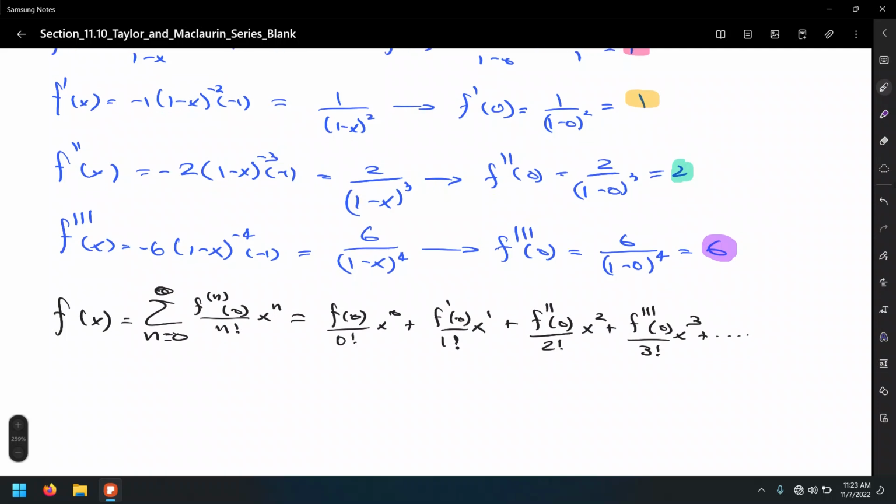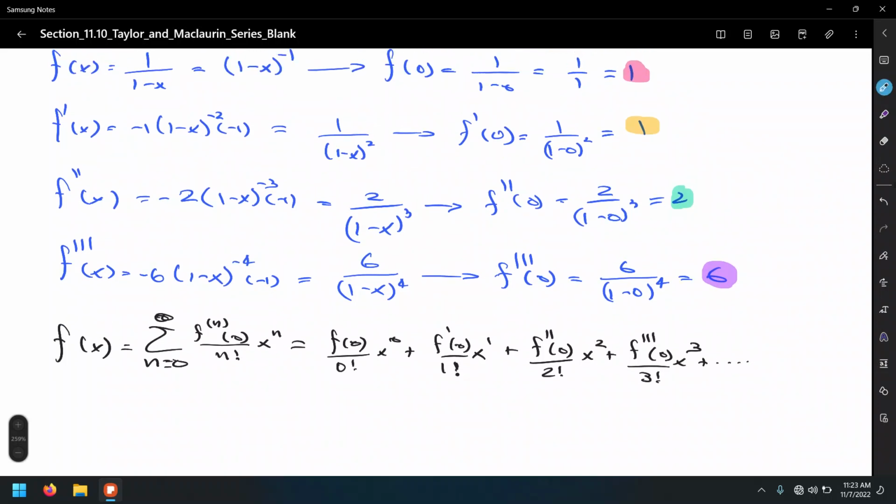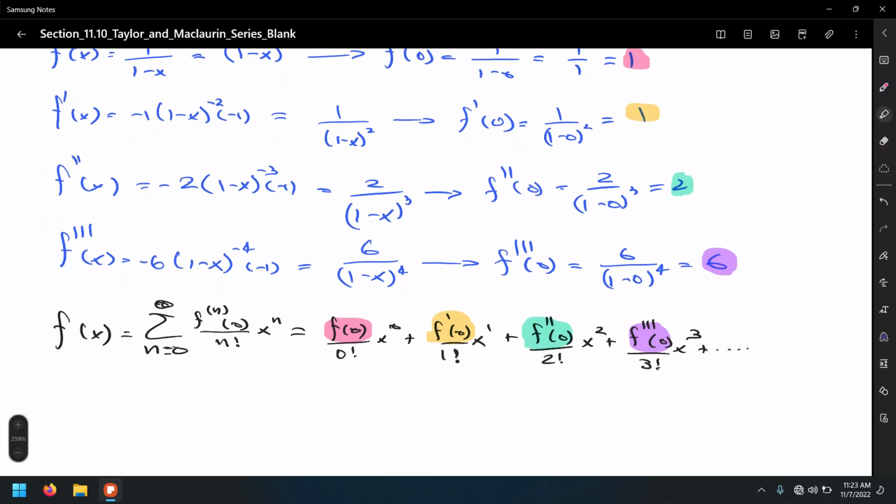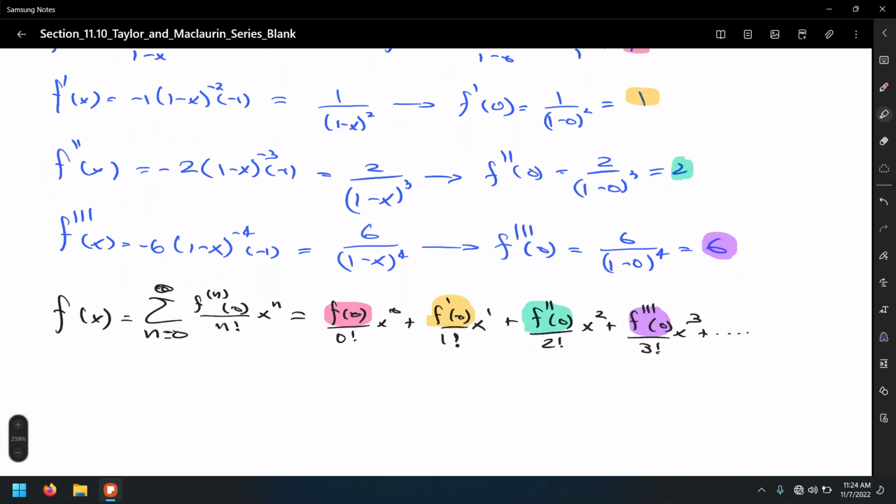Okay, the pattern goes on forever, and let me highlight the corresponding coefficients. Number 1, this one will be this one right here. This one is this one right here. This other one will be this one right here. And these two will be this coefficient here. And this triple prime is this 6. Alright, so let's just substitute the numbers.